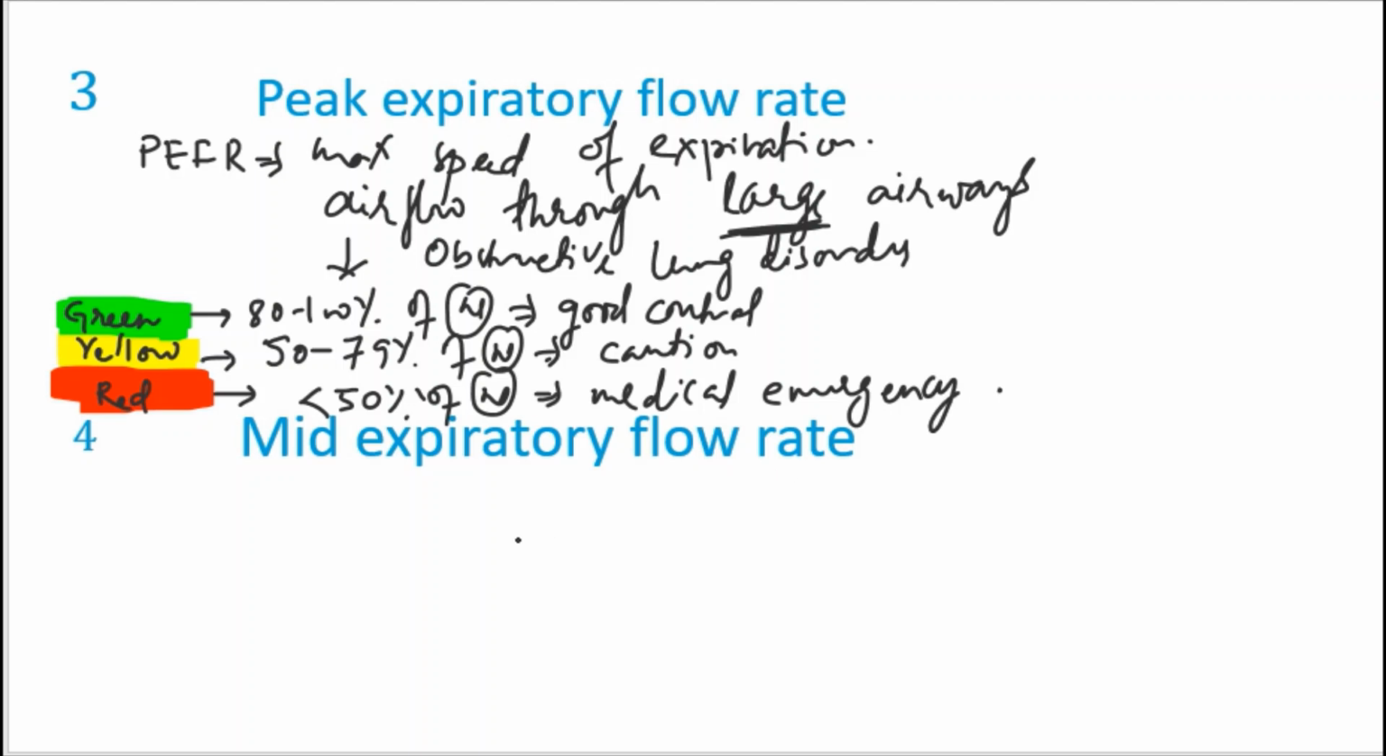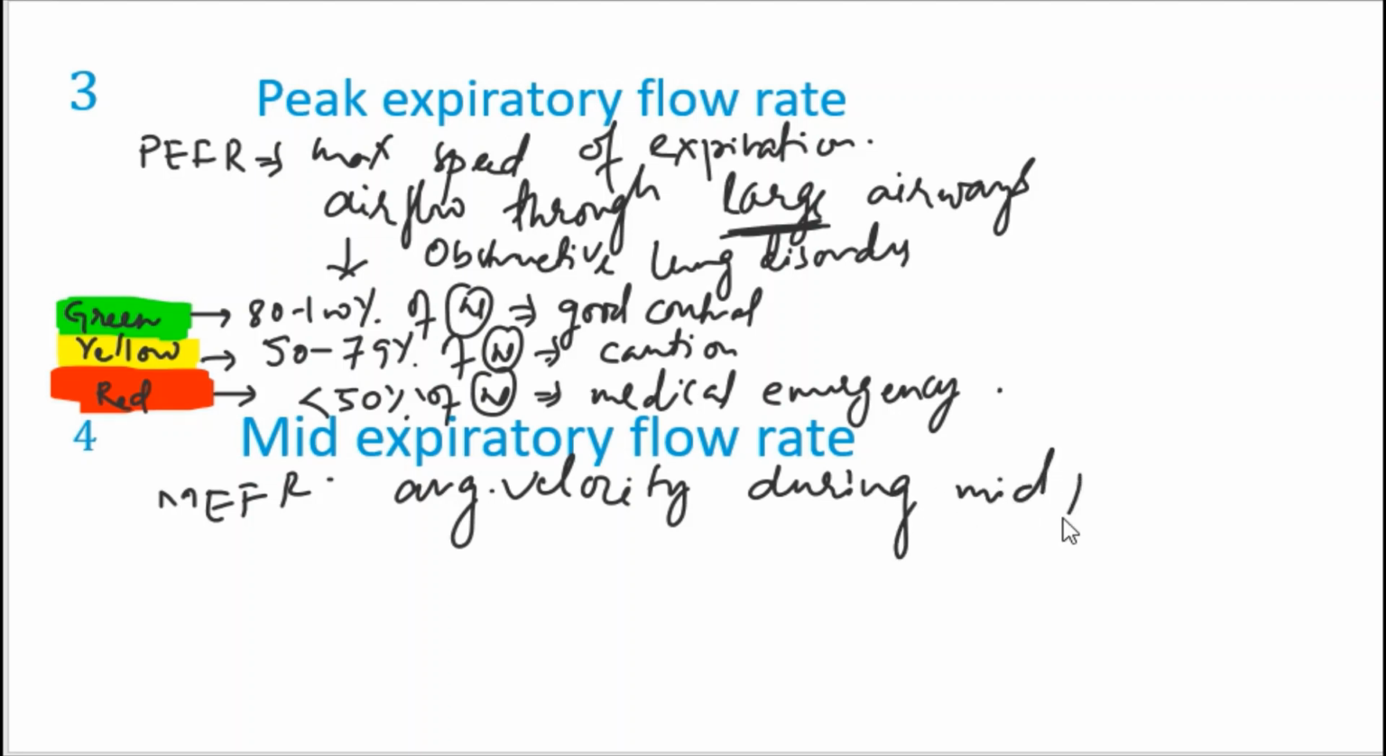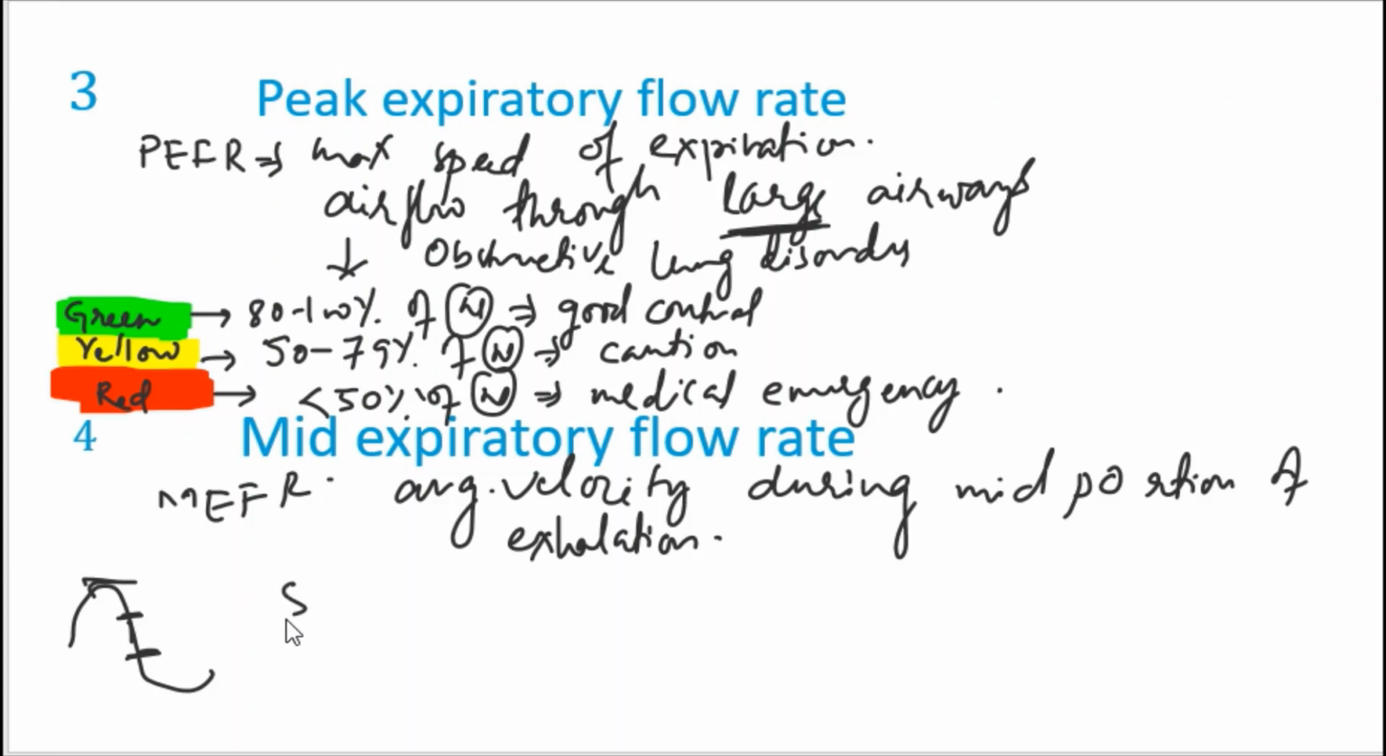Next is MEFR, or mid expiratory flow rate. So what is this? This is an average velocity during the mid portion of exhalation. So you have inspired and now you are expiring. The average velocity during the mid portion is called MEFR. This is sensitive for small airway function.